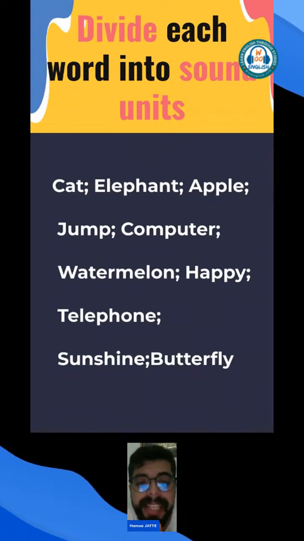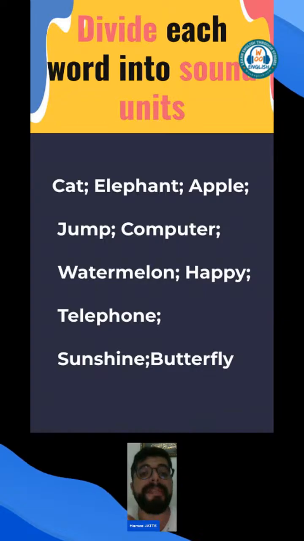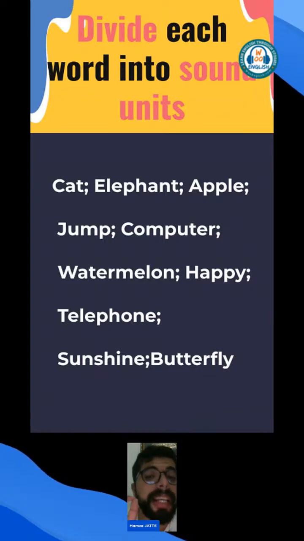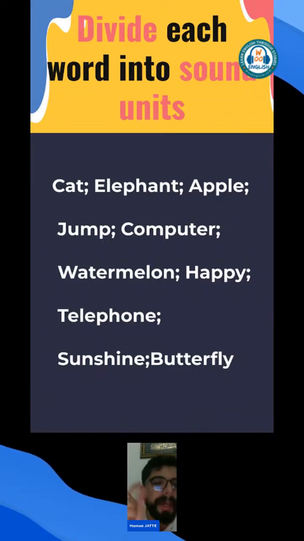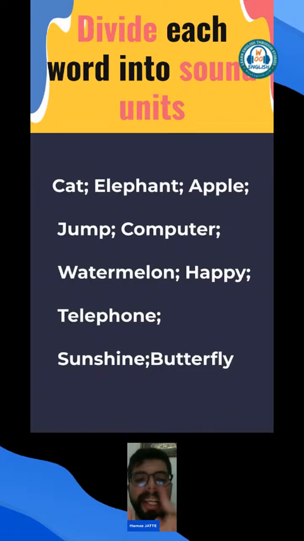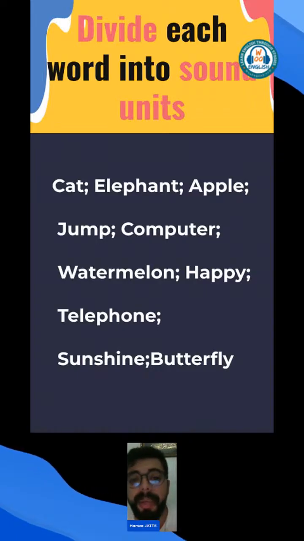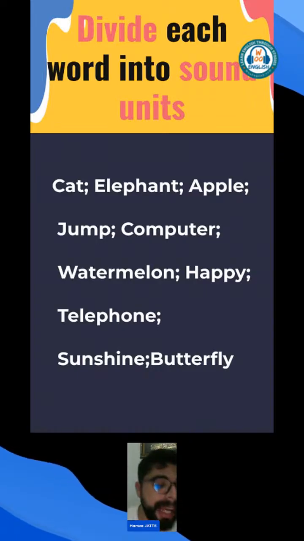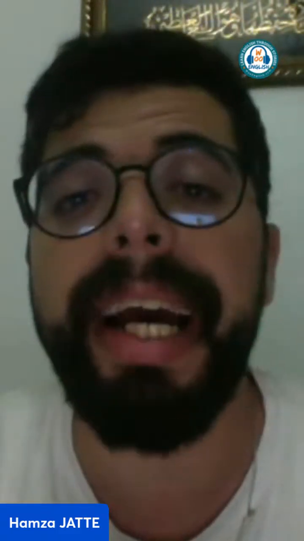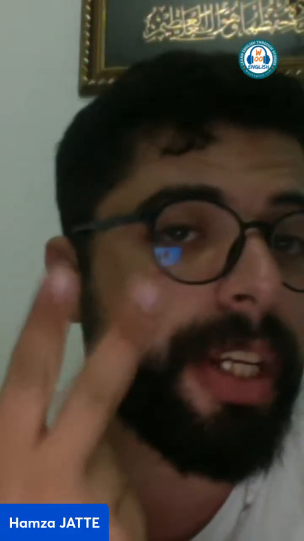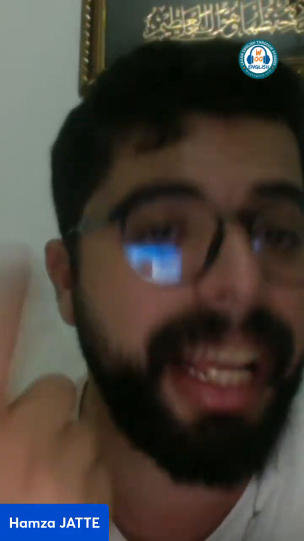So I have a series of words. If I ask you to divide each word into sound units, I'm not talking about one sound, but I'm talking about chunks, like pieces of sound that you can divide these words into. How many would you find? For example, I'm going to help you by answering for two words, which are cat and elephant.